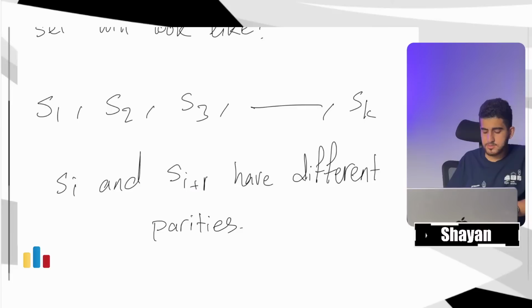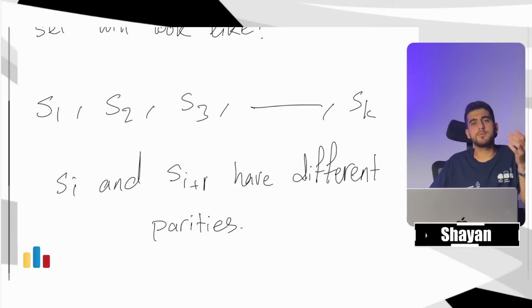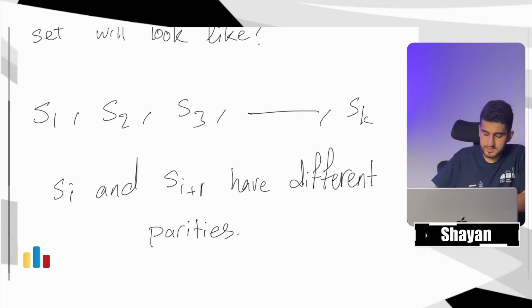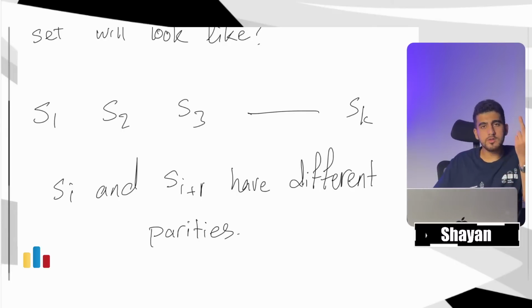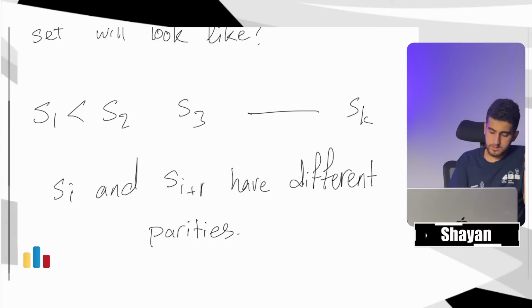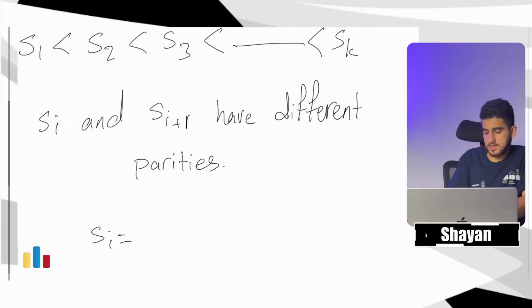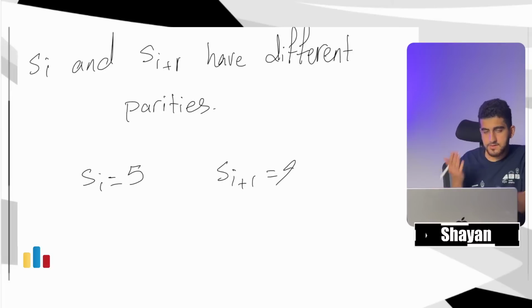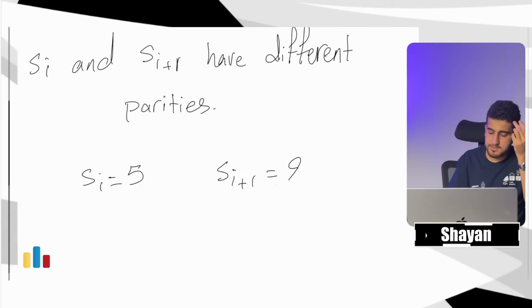Why? Because assume that they have the same parity, they are both odd or both even. We said that we stopped, and they are sorted in increasing order. If both of them have the same parity, it means that we could add one more integer in between them. For example, assume that S_i is 5 and S_(i+1) is 9. If their parity is the same, both odd for example, you can add their average in the middle of them.